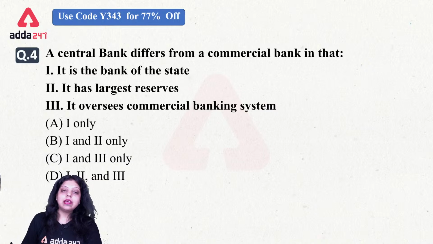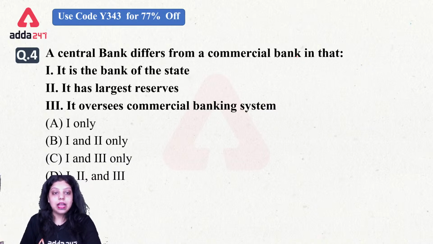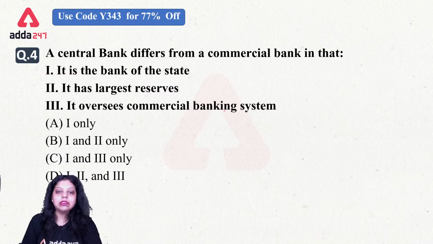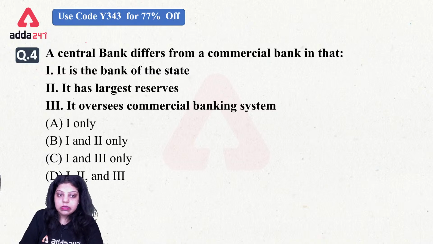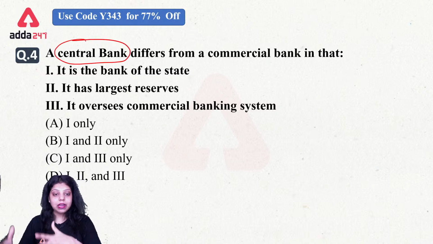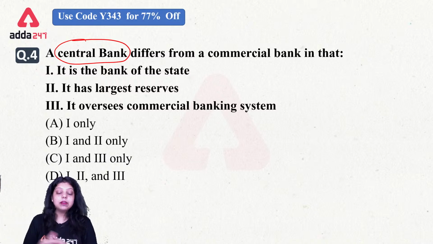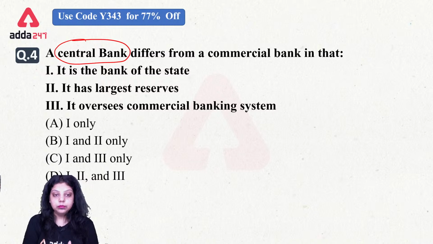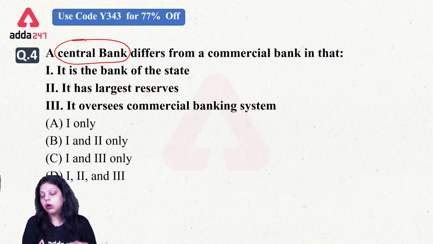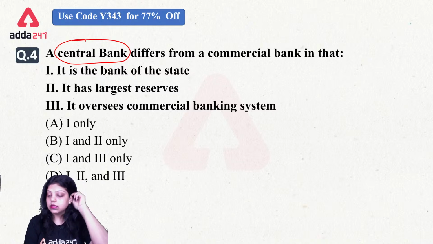Next, a central bank differs from a commercial bank in that it is a bank of the state, it has largest reserves, it oversees commercial banking system. So what will be the right answer about the central bank, that why the central bank, the Reserve Bank of our country, the apex bank of our country, differs from the commercial bank? What is the difference between the functions of a central bank and the commercial bank? Is it 1 only, 1 and 2 only, 1 and 3 only, 1, 2 and 3 all? What will be the right answer?